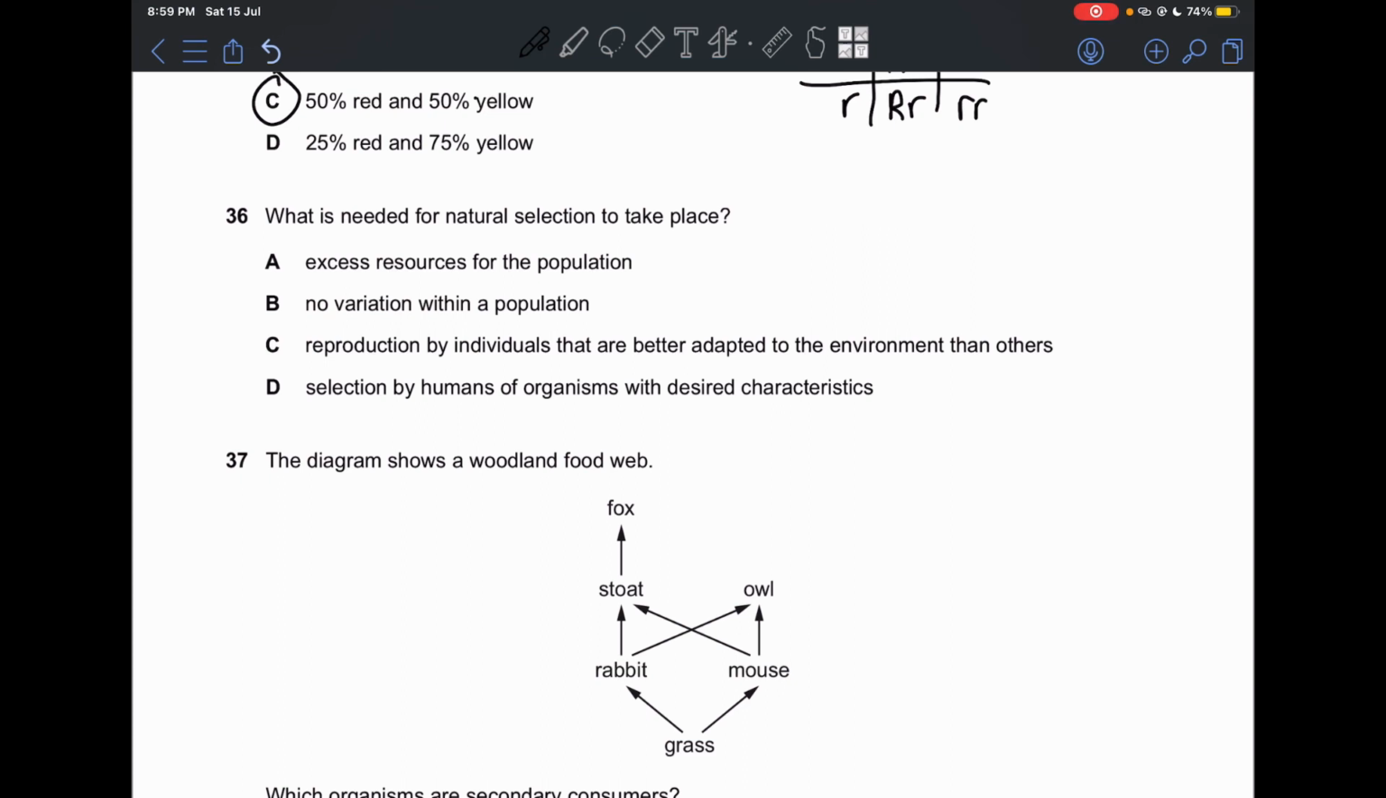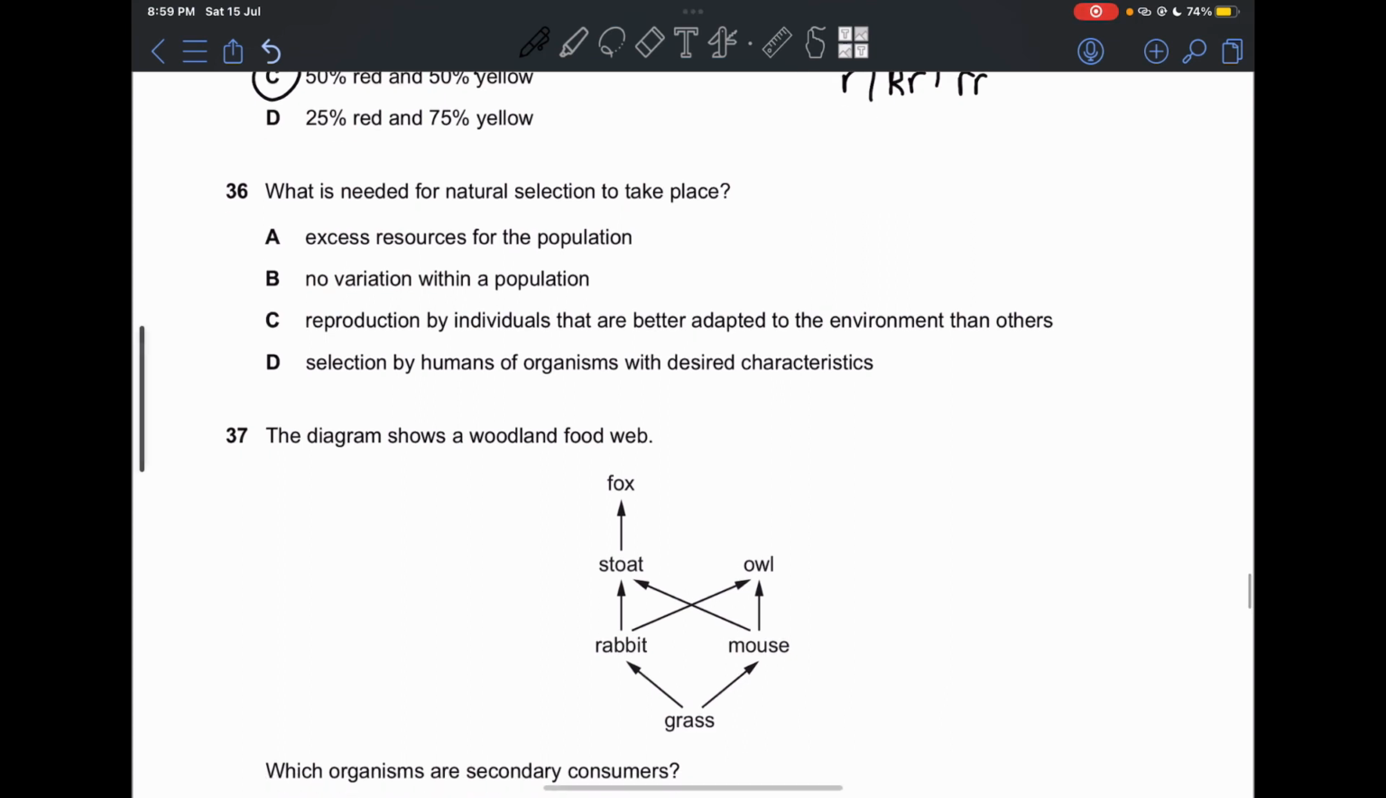C says reproduction by individuals that are better adapted to the environment than others. Now, this is something that would cause natural selection because some animals are living fine until a natural disaster occurs or a change in their living conditions occurs, so they would not survive. But other animals would survive because they are better adapted. So when these better adapted animals reproduce, they would produce more adapted organisms to the environment. So our answer is going to be C.